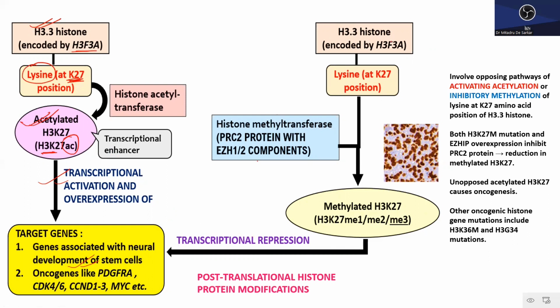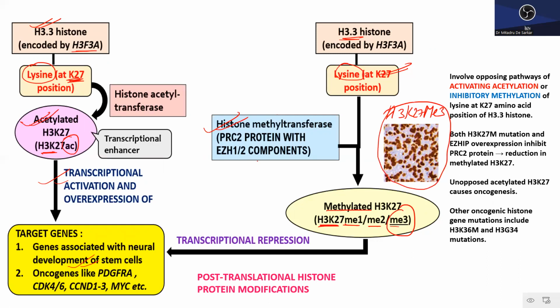On the other hand, the same histone protein can be acted upon by another enzyme known as histone methyltransferase, which is basically a complex of PRC2 protein with EZH1 and 2. The lysine, which we have talked about previously at the position K27, is acted upon by this enzyme and is converted into the methylated histone, starting from monomethyl to dimethyl to trimethyl. This trimethylated histone, that is H3K27Me3, is very important because we have got an IHC marker for this particular protein.